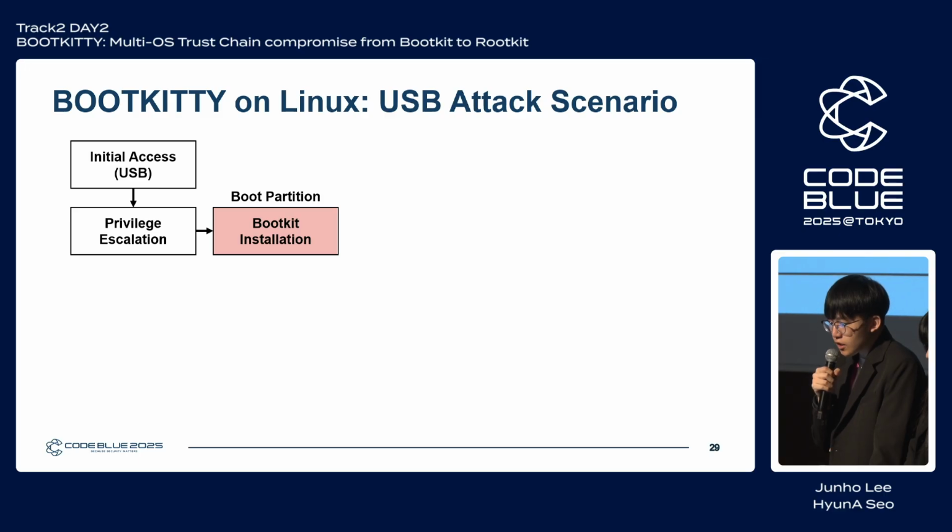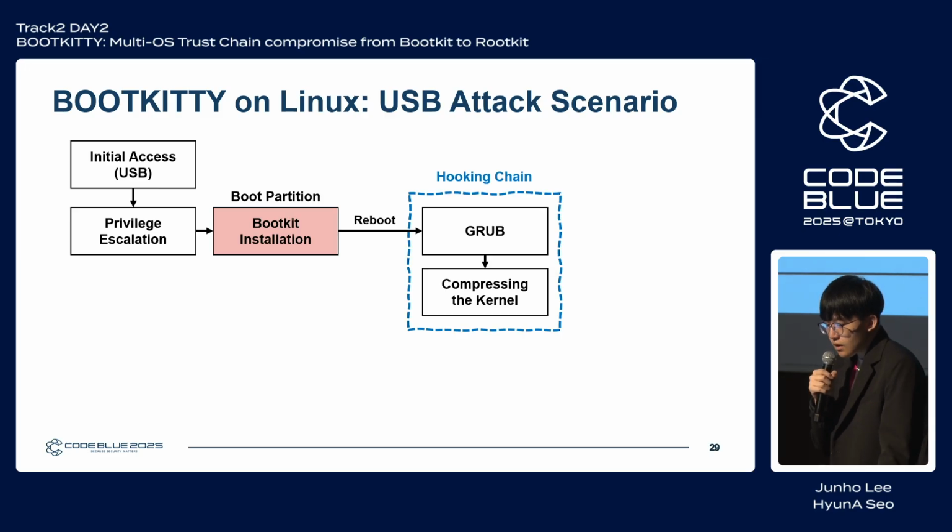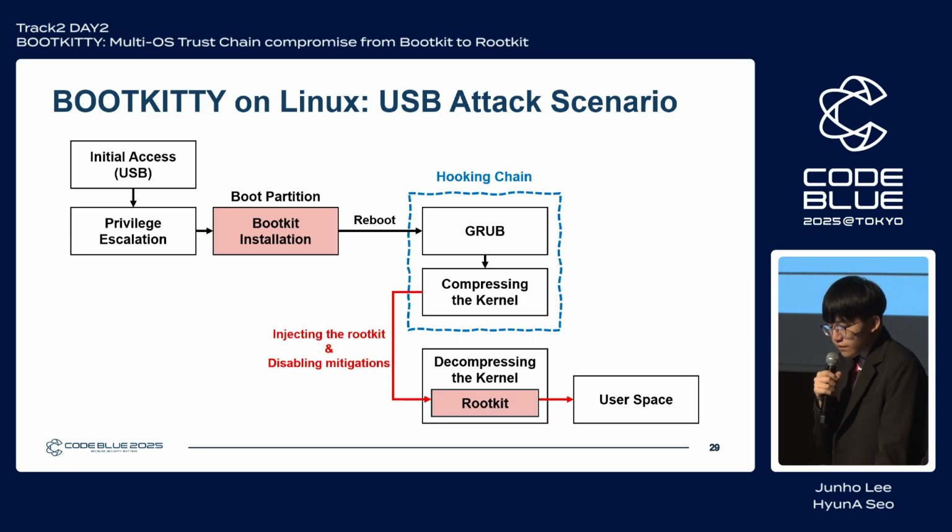The attacker executes the Bootkitty installer via the USB device. After gaining root privileges, Bootkitty is installed into the boot partition. Once the installation is complete, the system is rebooted. And from this point on, the modified boot process begins. First, the attacker hijacks the GRUB bootloader and injects hooks into the kernel loading process. Next, the decompression function of the compressed kernel space is hooked. Finally, the decompressed kernel is hijacked to disable security mitigations and load the rootkit. Through this series of steps, the rootkit is loaded into the kernel, and the system becomes fully compromised.